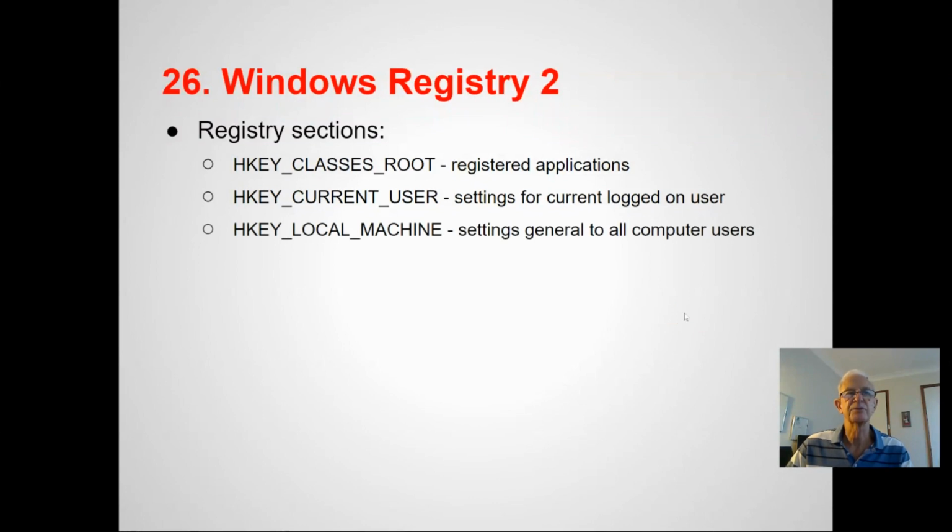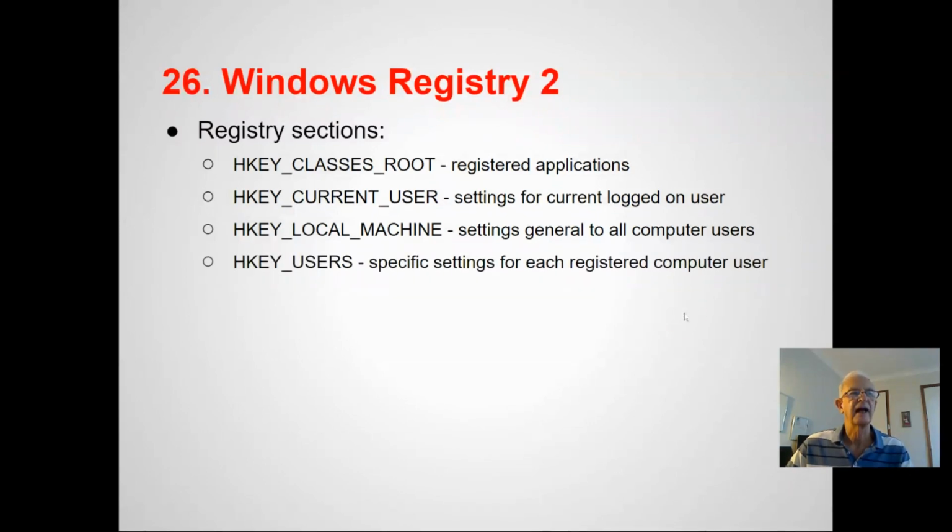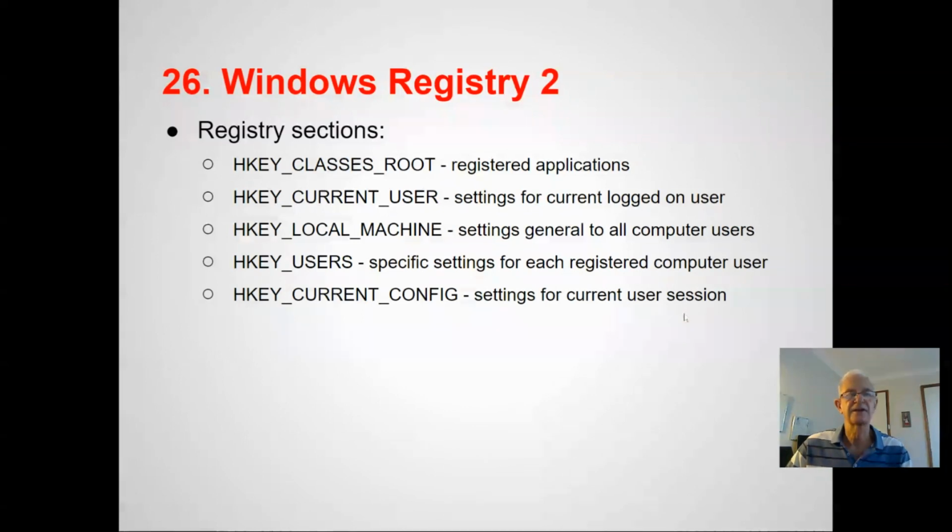HKEY_LOCAL_MACHINE, which is where all the general settings for the computer are, basically the Microsoft or the Windows settings. And HKEY_USERS, which has information about multiple users that are using that same machine. They are each registered users. And the last one is HKEY_CURRENT_CONFIG, which is settings also for this current user and this current session.